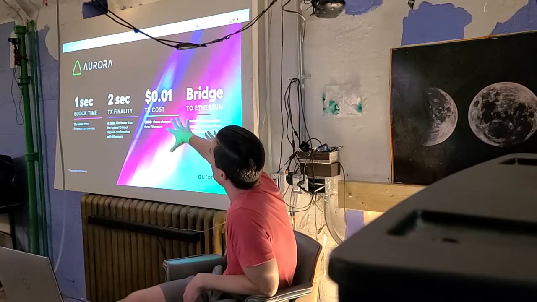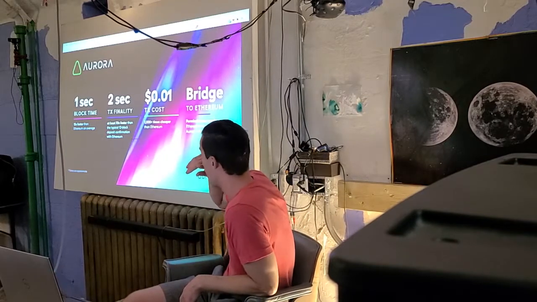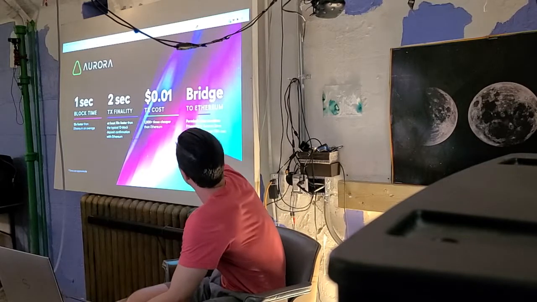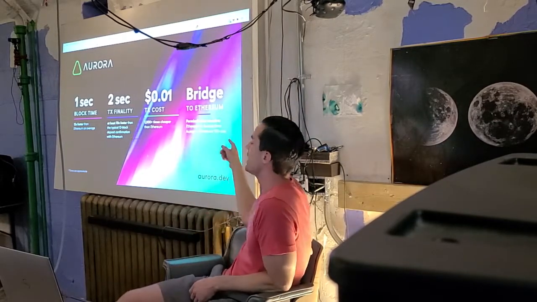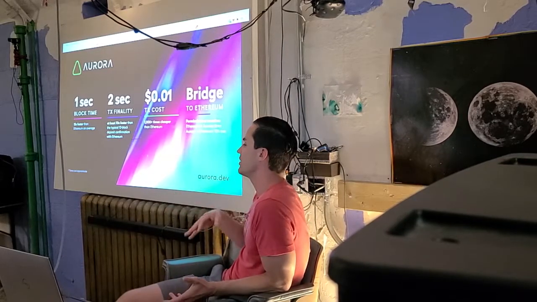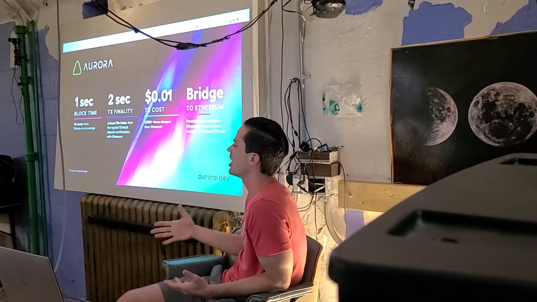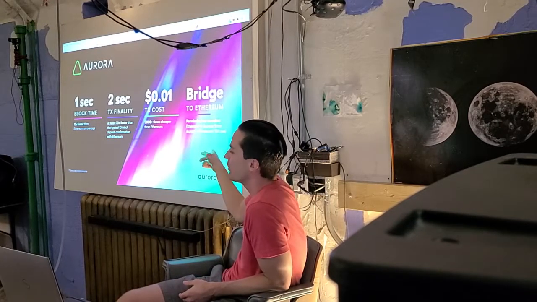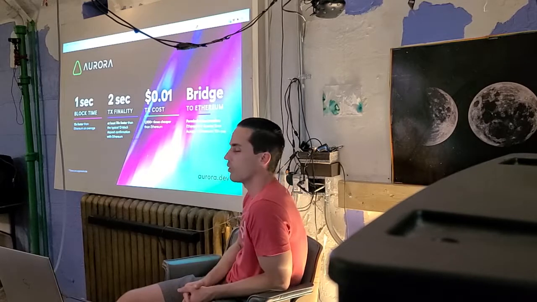So you can see Aurora right away. It inherits a lot of this stuff from the Near slide, right? 1 second block time, 2 second finality, low cost, and there's the bridge, the Rainbow Bridge. The Rainbow Bridge from Ethereum to Near was actually set up before Aurora was officially launched. So it's the same team that built Near's bridge that built Aurora as well.